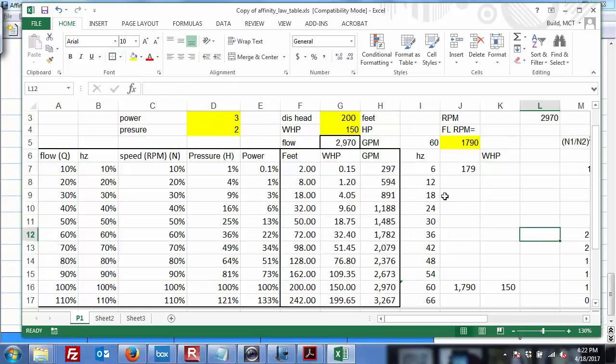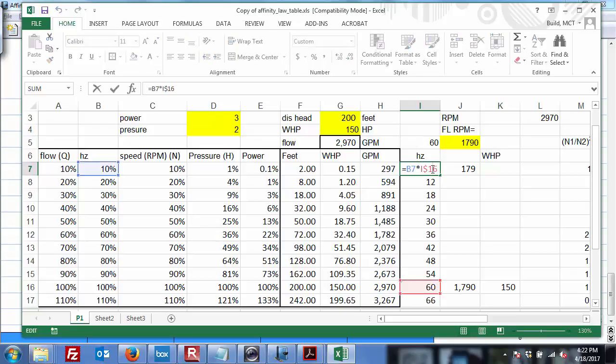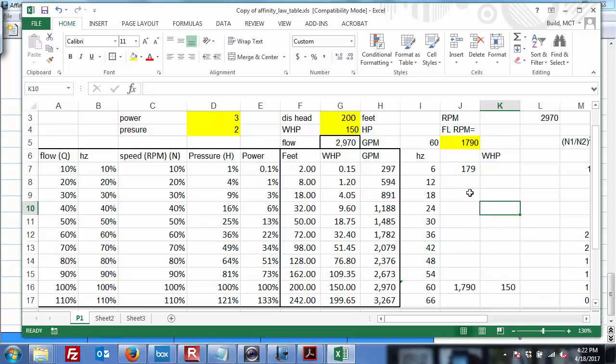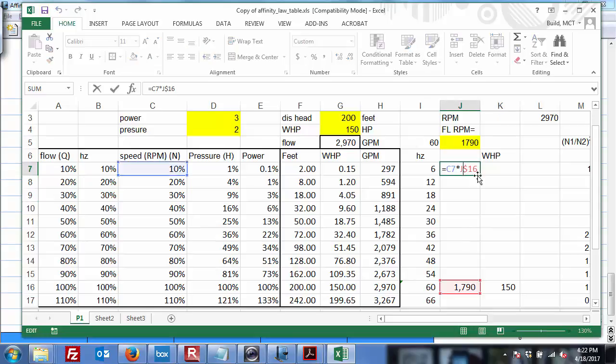And then just for completeness, we did the same thing for hertz. 60 hertz is our full flow, 10% frequency at 10% flow. Drag those down, so now we can see what our frequencies are in each case. And again, I pinned that cell I16. So that all is good. Let's do the same thing for flow. Drag that.